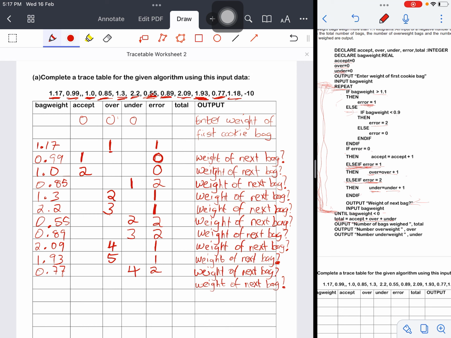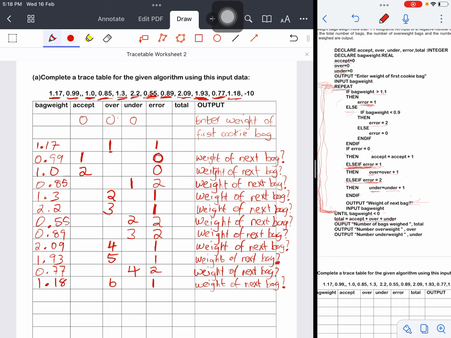Then what is the next one? 1.18. So that's 1.18. Then we go there. It says until bag weight is less than zero. 1.18 is not less than zero, so we go back and repeat one more time. Then it says, is the bag weight over 1.1? Yes, it's true. So error becomes 1. Now if the error is 1, then we jump to that else if statement that says, if error is equal to 1, then over is equal to over plus 1. Currently, over is 5. 5 plus 1 gives us 6.